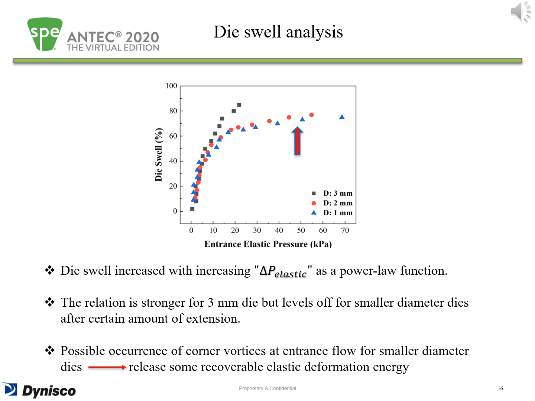This phenomenon could be explained by the possible occurrence of sharp corner vortices at the entrance flow, which relax some of the recoverable elastic deformation energy and as a result reduce die swell ratio intensity. We assume that the longer the vortex flow lengths at the die entrance sharp corners, the more relaxation of stored elastic deformation energy in the melt, which means there is less elastic deformation energy available to recover.